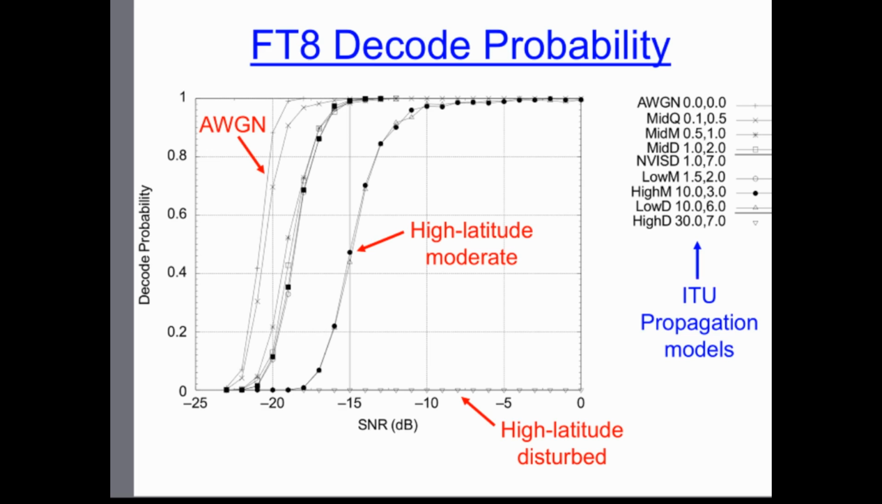Interestingly, for FT4, we should be able to predict that these curves will move to the right because FT4 is less sensitive. So these things will move over to in here somewhere. But this one may move to the right by less because the FT4 transmission rate is faster, so that a little Doppler spread doesn't make as much difference. And we might see that the high latitude disturbed ends up being copyable after all, and indeed it does.